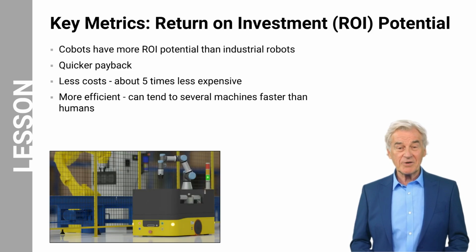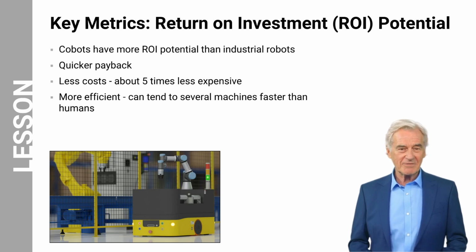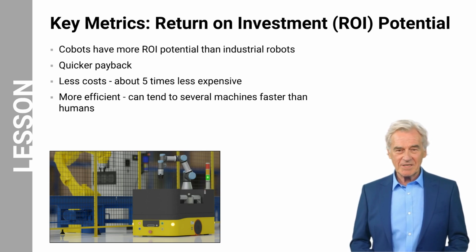The next metric we will discuss is return on investment potential. Collaborative robots offer greater ROI potential compared to industrial robots due to their lower cost and quicker payback period. Industrial robots are typically 5 to 10 times more expensive than cobots. Additionally, collaborative robots can be more efficient, as a single robot can tend to several machines faster and more consistently than a human operator.